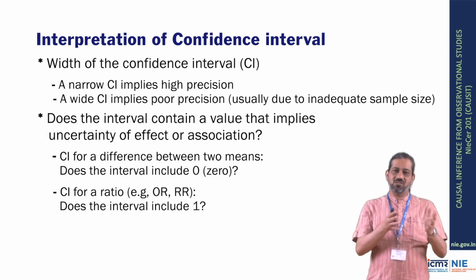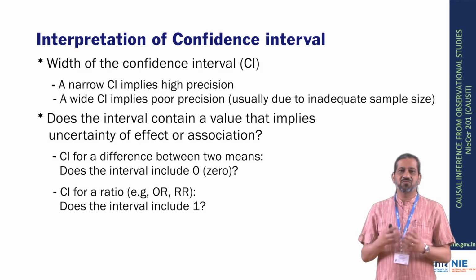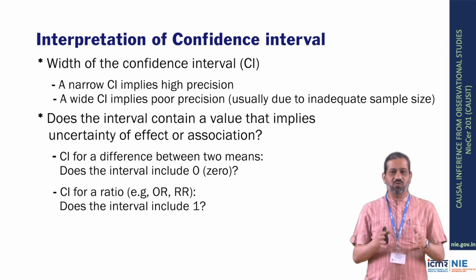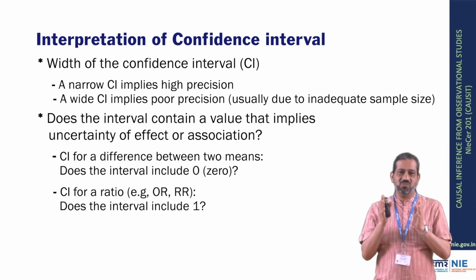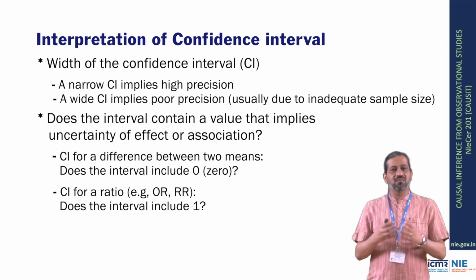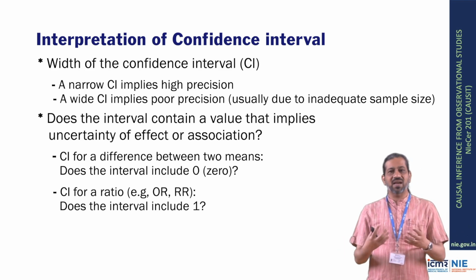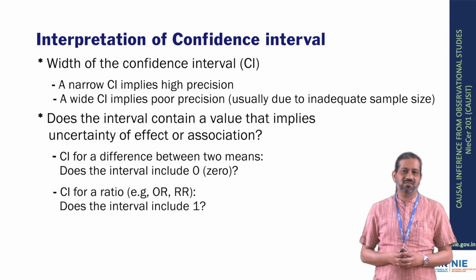For example, as we saw in the first session, we had a mean cholesterol level of 150. In the first study, we had a confidence interval of 120 to 180, whereas in the second study, we had a confidence interval of 144 to 156. So the second study has a narrow confidence interval, which means we have estimated our mean of 150 with high precision, whereas the first study has a wider confidence interval of 120 to 180. And usually we get a wide confidence interval, or a parameter of interest with poor precision, because the sample size is not adequate.